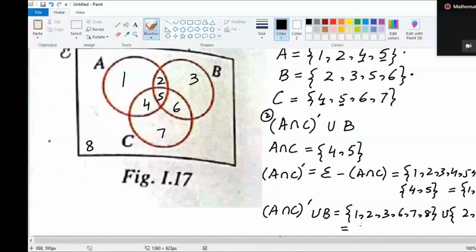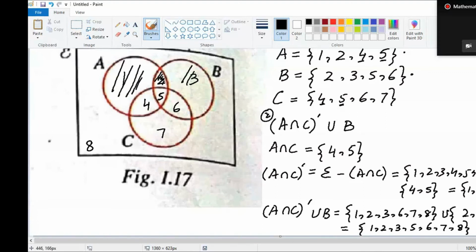Okay, it will be 2, 3, 5, 6. So when I unite them all, it will be 1, 2, 3, and then 5, 6, 7, 8. So 1, 2, 3, 5, 6, 7, 8 will be my answer. And what I'll do is write 1, 2, 3, and then 5, and then 6, and then 7, and then 8.